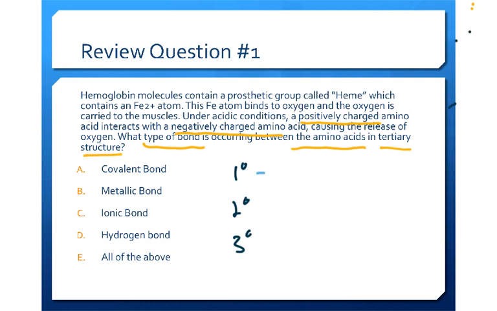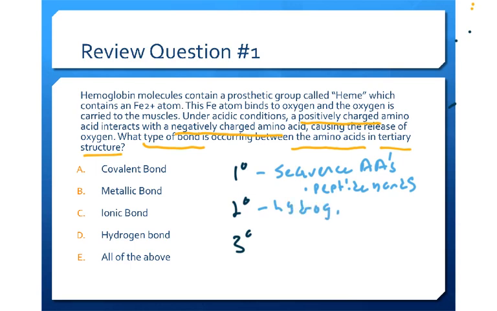Primary structure is the sequence of amino acids. And those are held together by what? Peptide bonds. Okay? And peptide bonds are a form of covalent bond. Secondary structure is hydrogen bonding within the backbone. Okay? And hydrogen bonding is not a covalent bond.